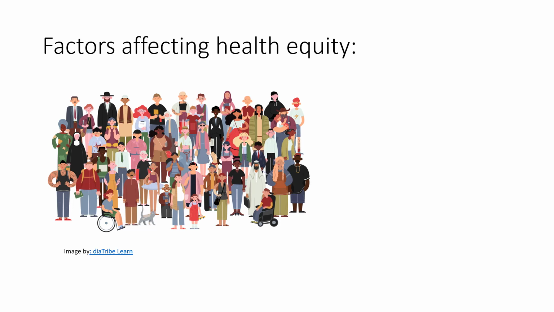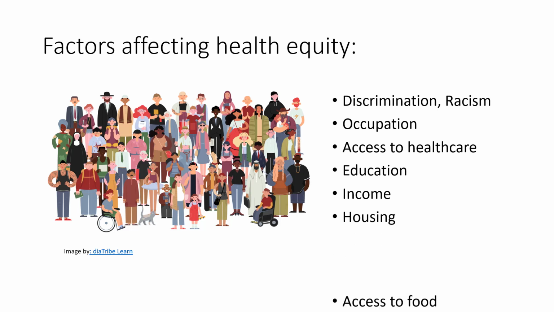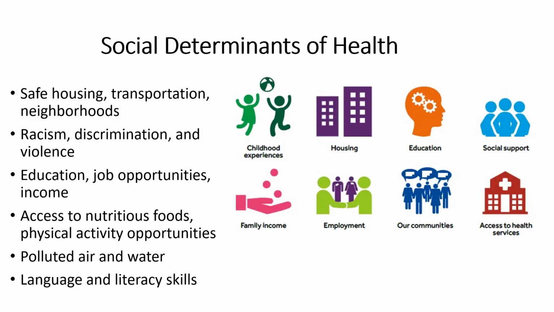So in order to achieve equity in healthcare, it is necessary to recognize that healthcare outcomes are affected by factors other than genetics and lifestyle choices. To put it in different terms, in addition to genetics and lifestyle choices, other factors, for example, discrimination, occupation, access to healthcare, education, income, housing, access to food, all of these things also impact health and well-being. These factors are collectively referred to as social determinants of health.